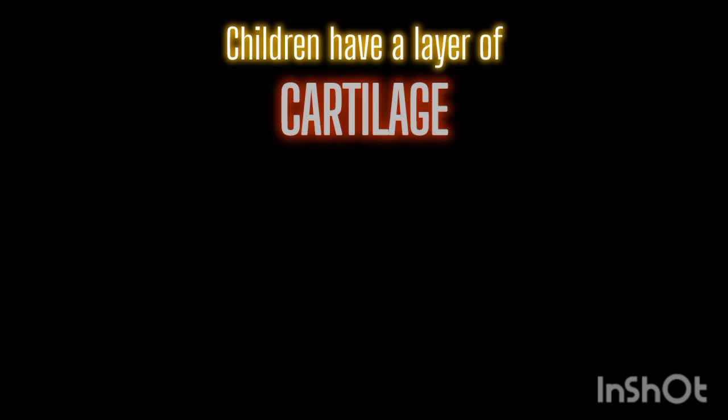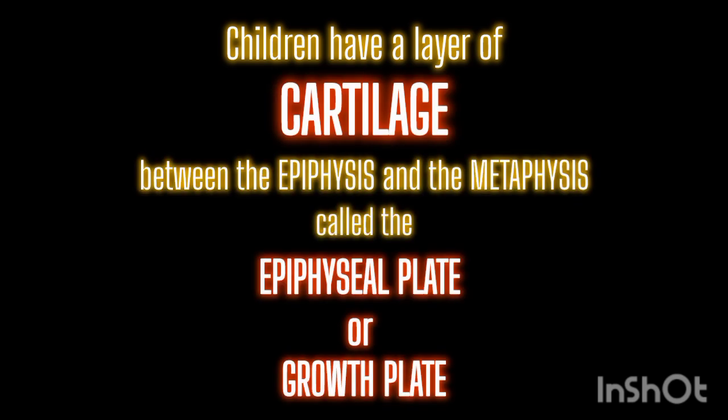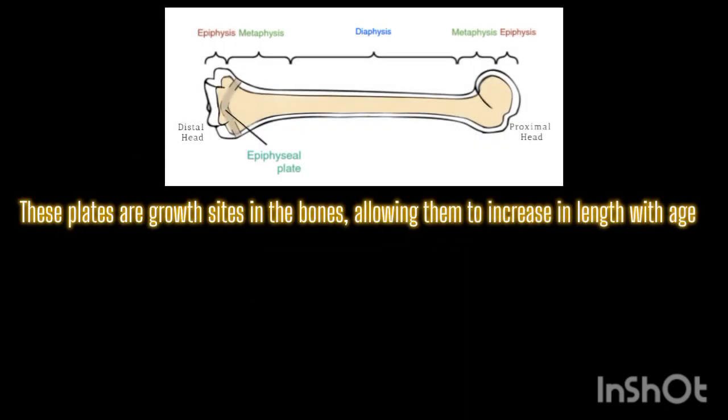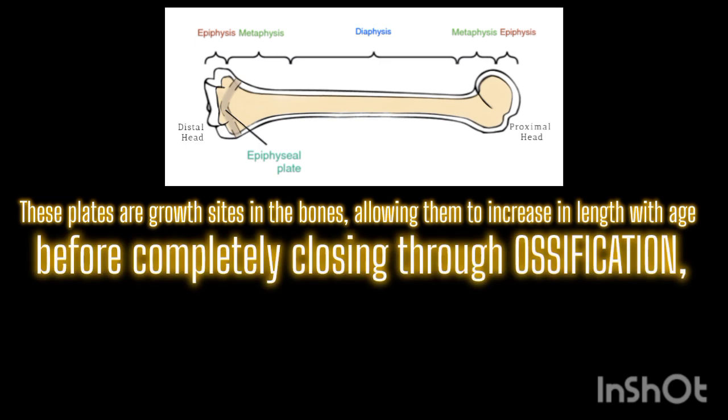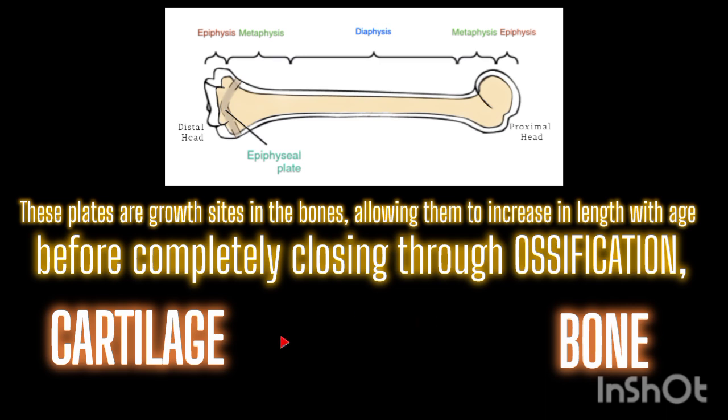Children have a layer of cartilage between the epiphysis and the metaphysis called the epiphyseal plate or growth plate. These plates are growth sites in the bones, allowing them to increase in length with age before completely closing through ossification, which is the process of cartilage turning into bone around the end of puberty, about the age of 18.